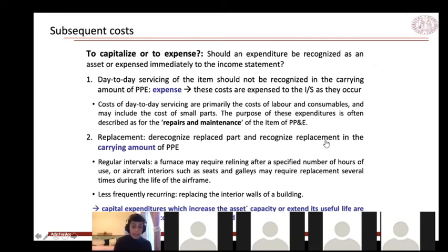And at the bottom here, you find the general guideline. So the capital expenditure that increases the asset capacity or extends its useful life can be capitalized and not expensed. Anything else cannot increase the value of the asset in the balance sheet, but is entirely an expense in the income statement.